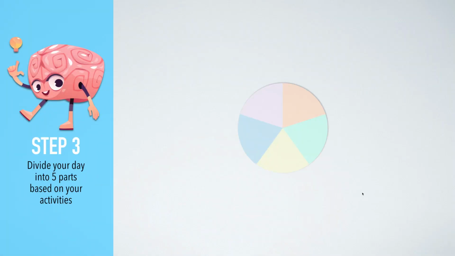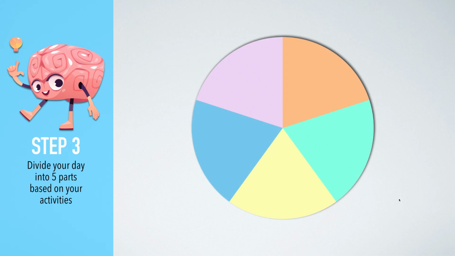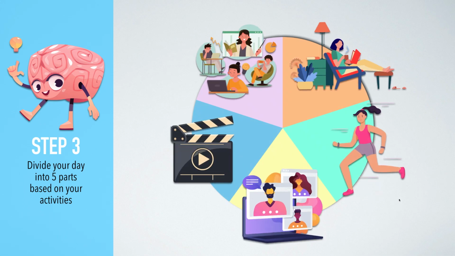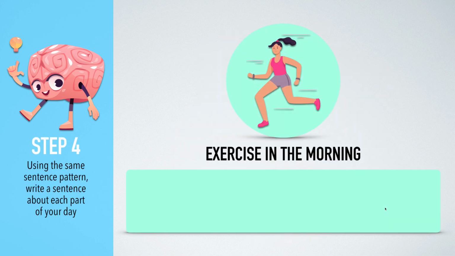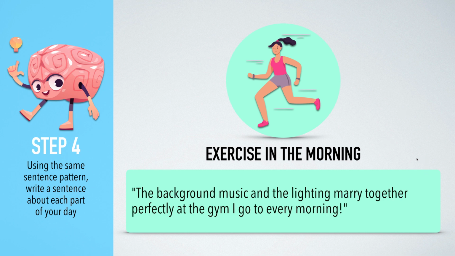Now, step 3, I have to divide my day into 5 parts. So for me, I exercise in the morning, then I have virtual meetings, then I record videos like I'm recording right now. And then after that, I'll teach a class and then I'll relax in the evening. This is my day. So step 4 is using the same pattern, write a sentence about each part of your day. So I exercise in the morning.